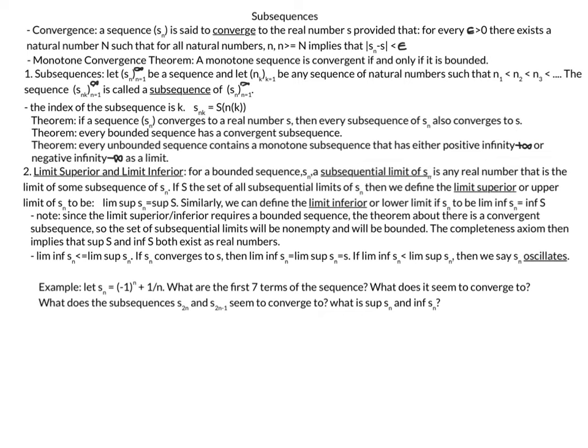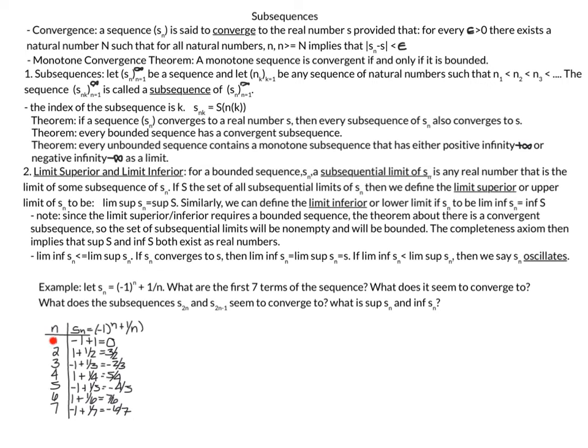Here is another example. If Sn is equal to negative 1 to the n plus 1 over n, what are the first 7 terms of the sequence? What does it seem to converge to? What do the subsequences S2n and S2n minus 1 seem to converge to? And what are sup and inf of Sn?